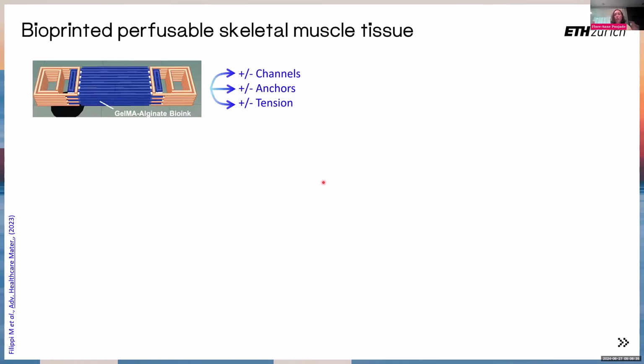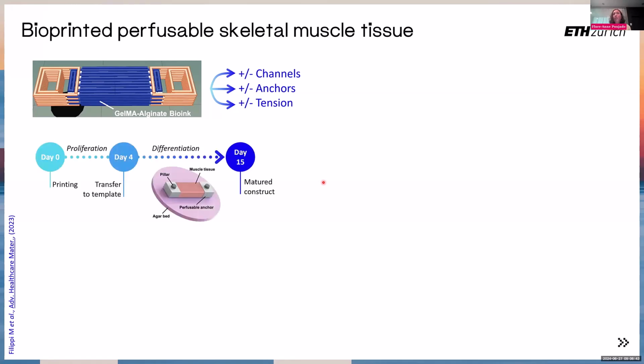So they created different versions of this construct with and without channels, with and without anchors, and applying or not some tension to this construct. And very quickly, basically what they do is that they print these models and then let them proliferate for 4 days so the cells can sort of settle in there, proliferate and expand. And after that, once the population is settled or the cells are comfortable again, they're placed in this specific platform where they are attached around pillars.